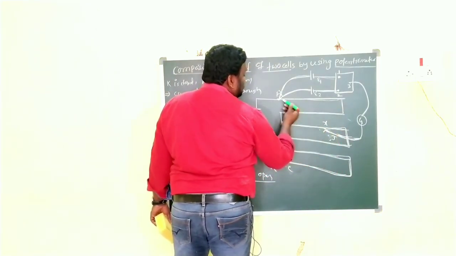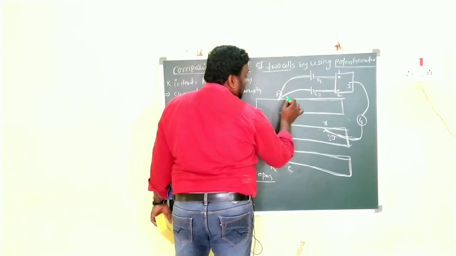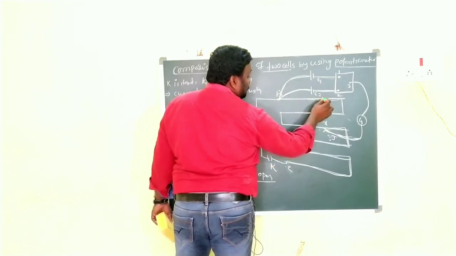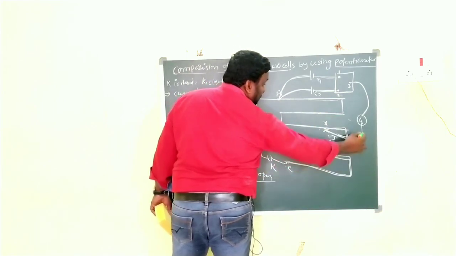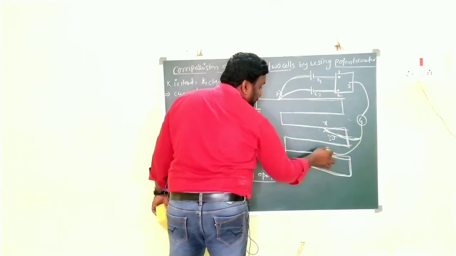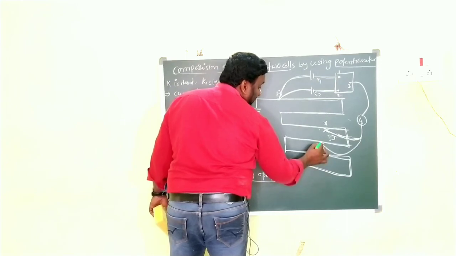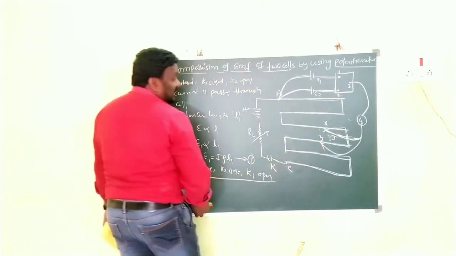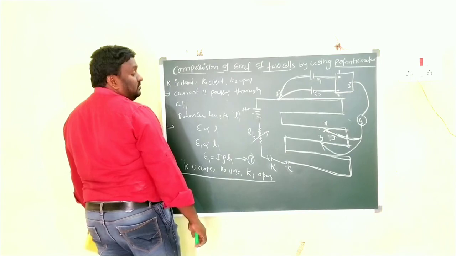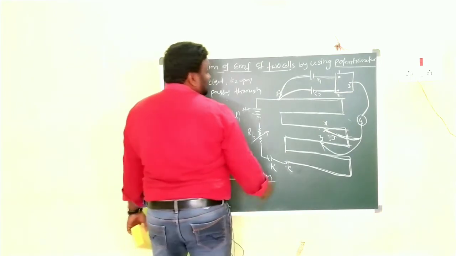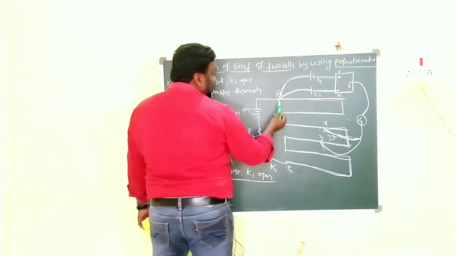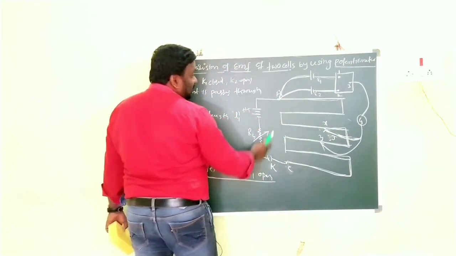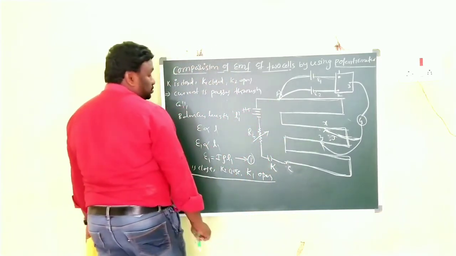Simply we have to move the jockey from point A and keep the jockey at different positions up to where we get the balancing point. For example, in the second case, at this point Y we are getting the balancing point. And again, the distance from A to Y should be taken as L2. Initially from A to X we took L1. Now A to Y we take L2.